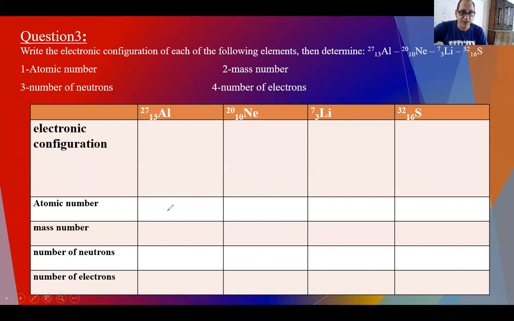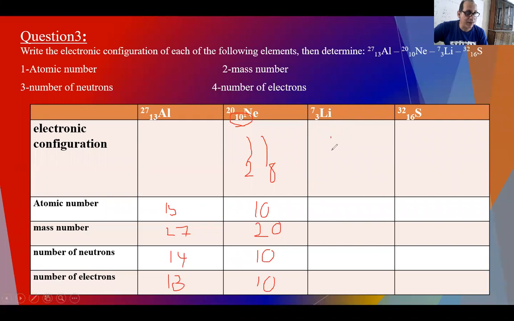Here the atomic number is 13, mass number 27, number of neutrons is 27 minus 13, which is 14, and the electrons are 13. Now Ne, 2, 8, because I'm taking into consideration the atomic number only. Atomic number 10, mass number 20. Neutrons 20 minus 10 equal 10, and electrons, it is the atomic number, which is 10.